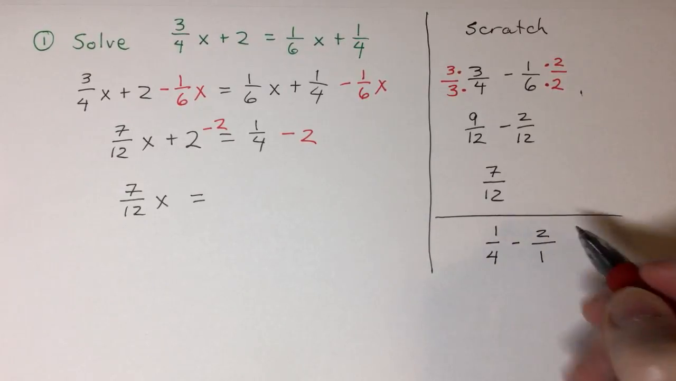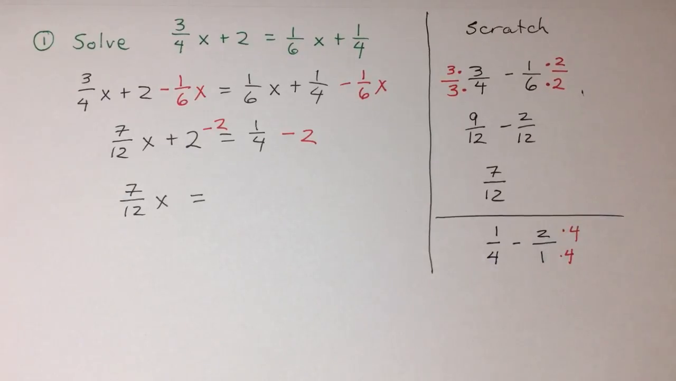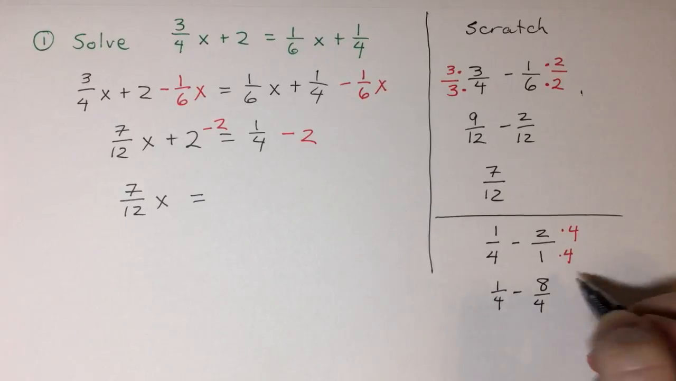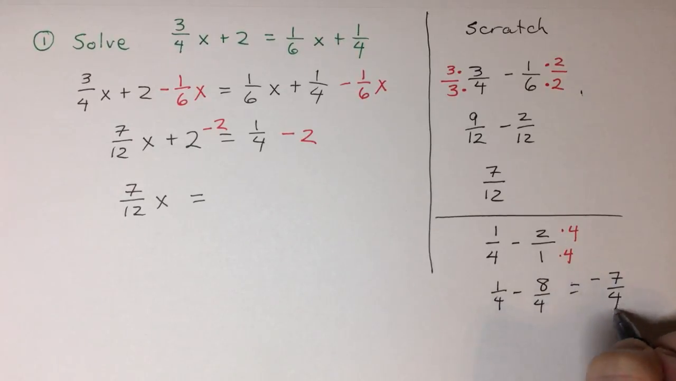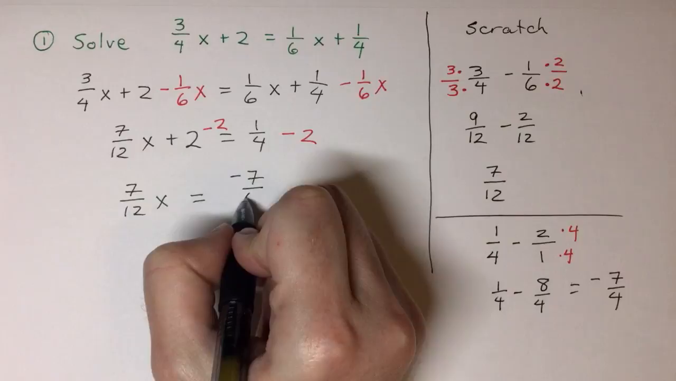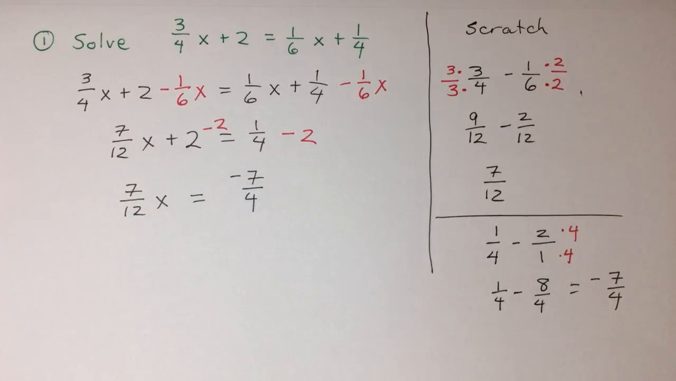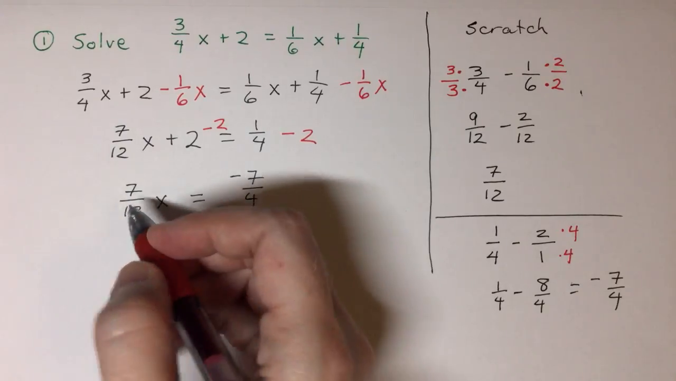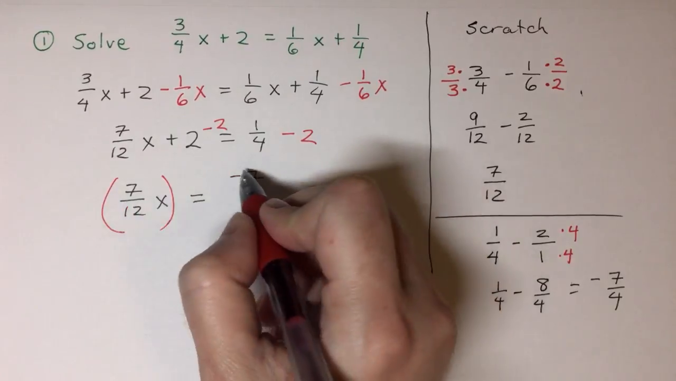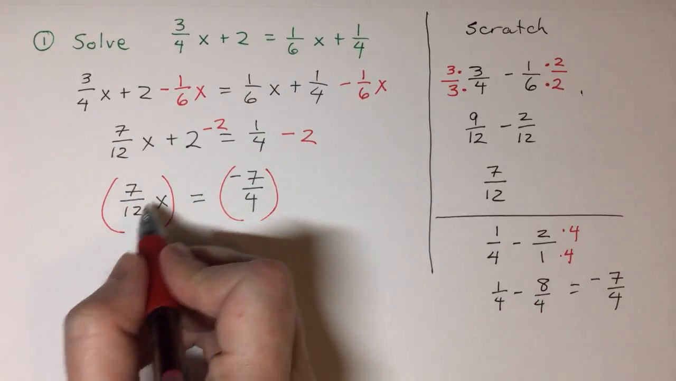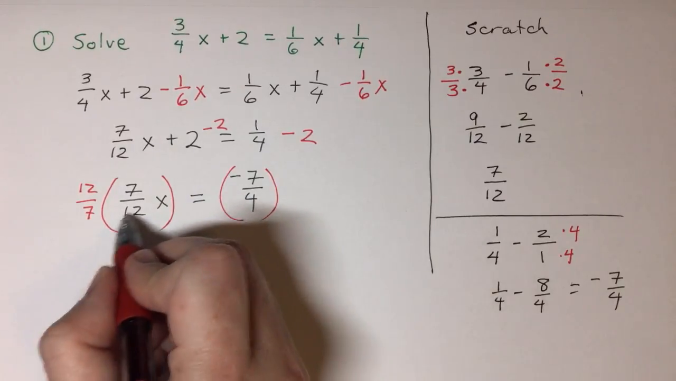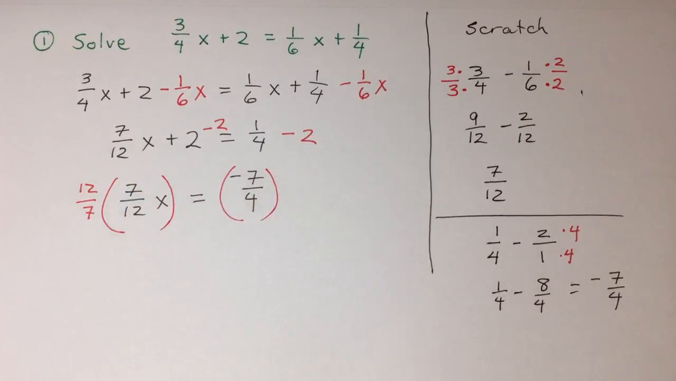2 is 2 over 1. I need a common denominator. So I have 1/4 minus 8/4, or negative 7/4. So 7/12 x is negative 7/4. To get x by itself, I need to get rid of that coefficient, 7/12. I can do that by dividing by it. Well, dividing by 7/12 is the same as multiplying by 12/7. The 12s will cancel, the 7s will cancel.